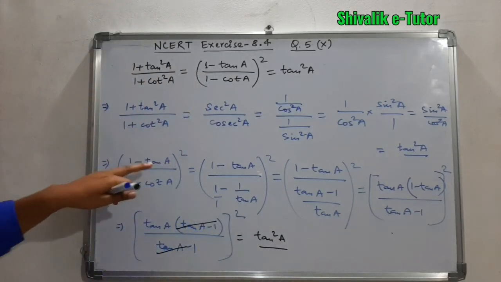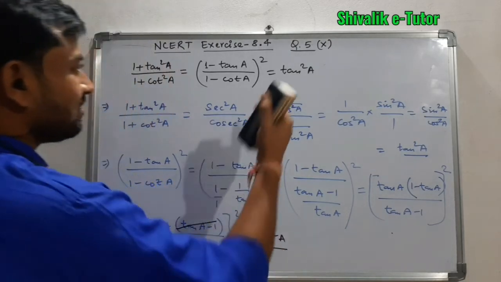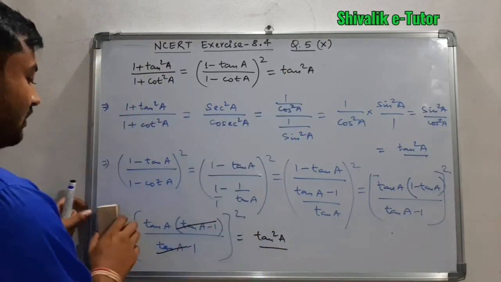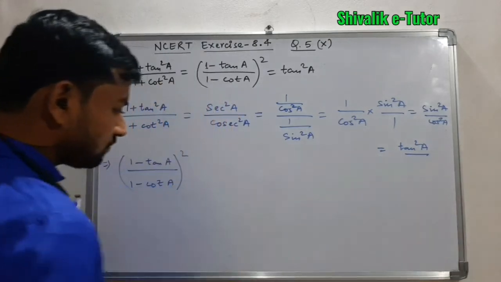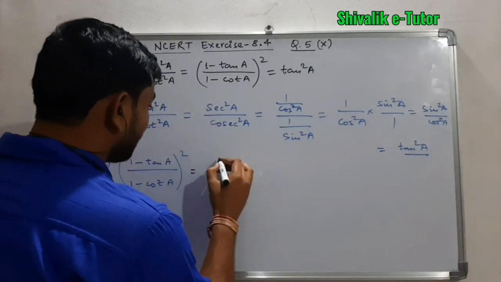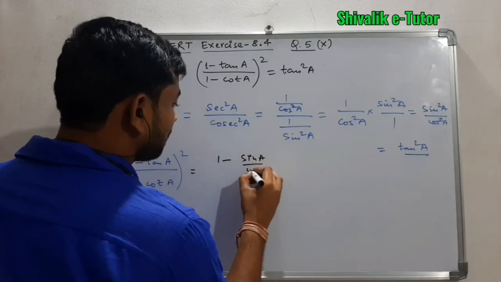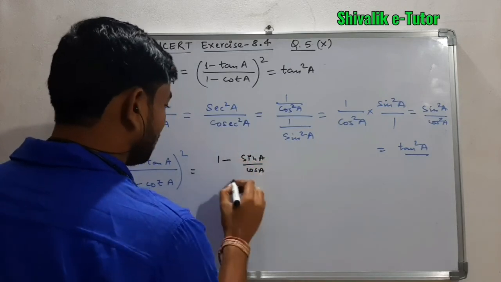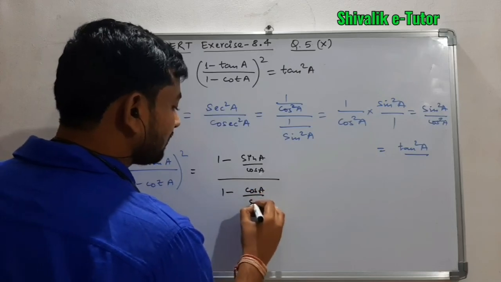So this is the one way to solve this third part. जहाँ हमने cot A को tan A में convert किया और simplify करने पे ये हमारे result जो कि tan square A उसके equal आता है. But we have one more method to solve this part. If we convert these two into sin and cos, so what we will get? 1 minus tan A can be written as sin A upon cos A upon, this will be 1 minus cos A upon sin A.